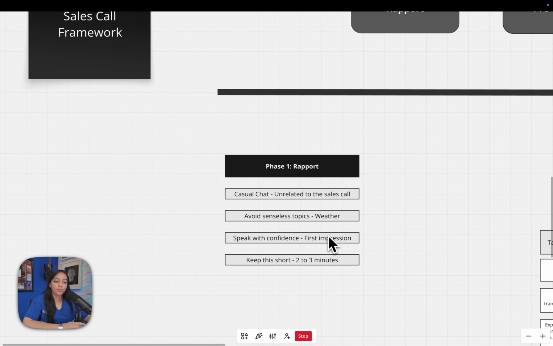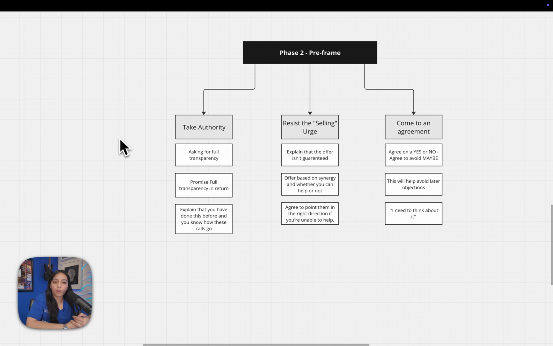Again, first impression counts. And the more you speak with confidence, they'll be able to tell that you've done this multiple times and you're not a beginner. And make sure the transition from that last sentence that you say into the next phase is very smooth. Pre-framing the call is very, very important. This is where you want to change your tone from casual, from the rapport phase, and get straight into business.